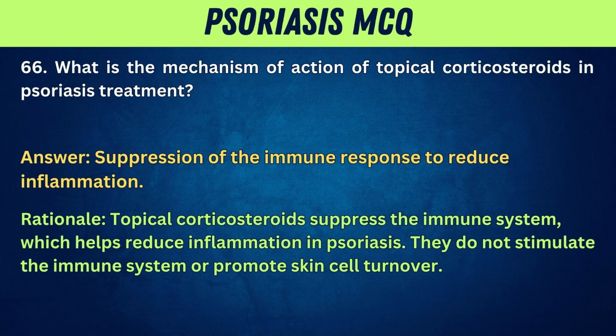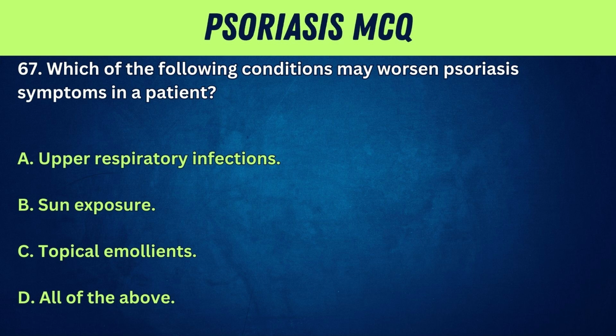Answer: suppression of the immune response to reduce inflammation. Rationale: topical corticosteroids suppress the immune system, which helps reduce inflammation in psoriasis. They do not stimulate the immune system or promote skin cell turnover. 67. Which of the following conditions may worsen psoriasis symptoms in a patient? A. Upper respiratory infections. B. Sun exposure. C. Topical emollients. D. All of the above.